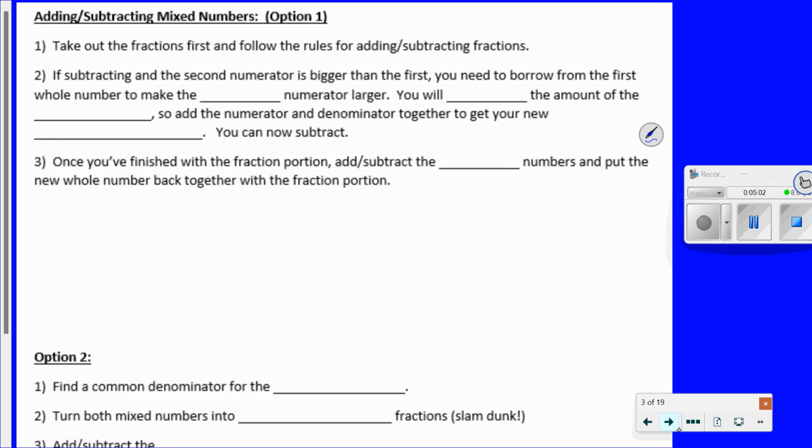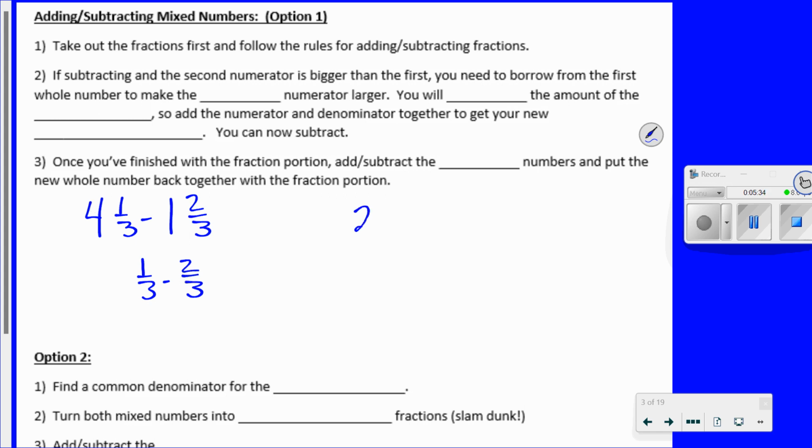So I'm going to give an example problem with this one to help make it more understandable what we're doing. So we're going to work with the problem 4 1/3 minus 1 2/3. So write that one down on your paper as well. I gave you plenty of space in there for a reason. The first thing we do is take out the fractions first and follow the rules for adding and subtracting. In other words, I'm just going to pull this fraction piece out first. 1/3 minus 2/3.